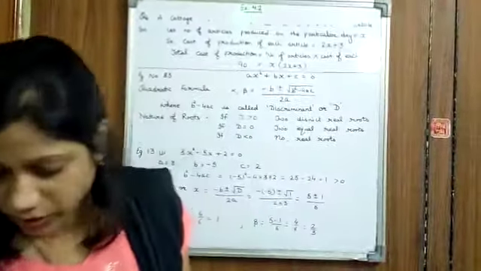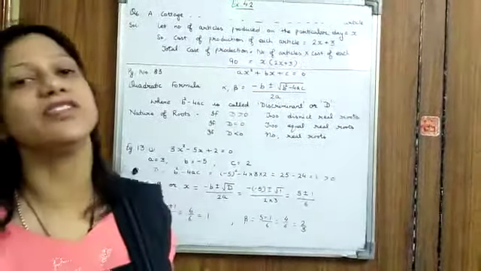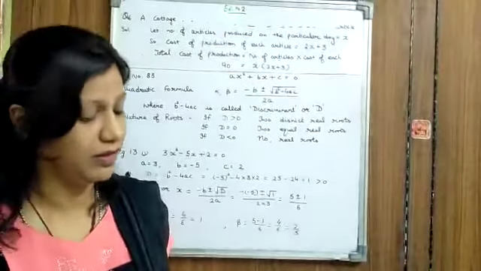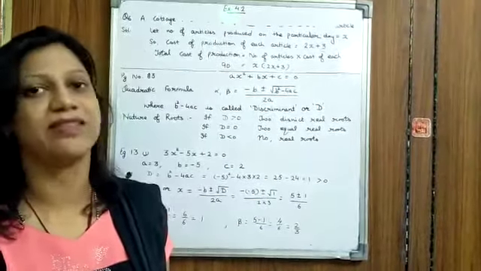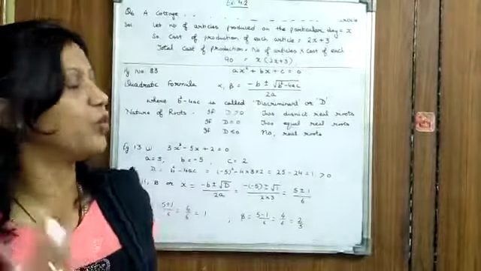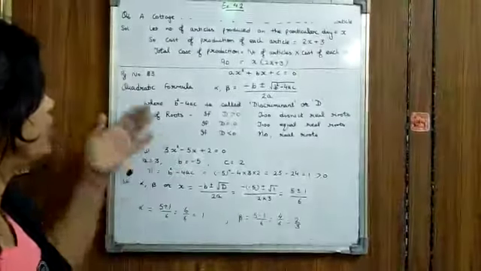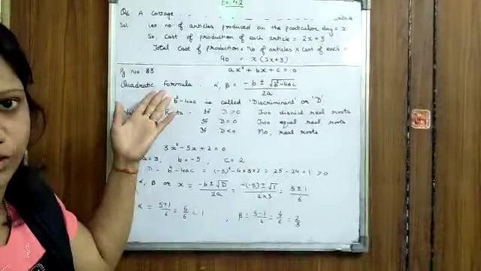You will get your answer, the number of articles produced and the cost of each article. Now we are going to the next topic. The next topic is the second method, which I told you is cut from your syllabus. So we will skip that and we will go to the next method, quadratic formula.